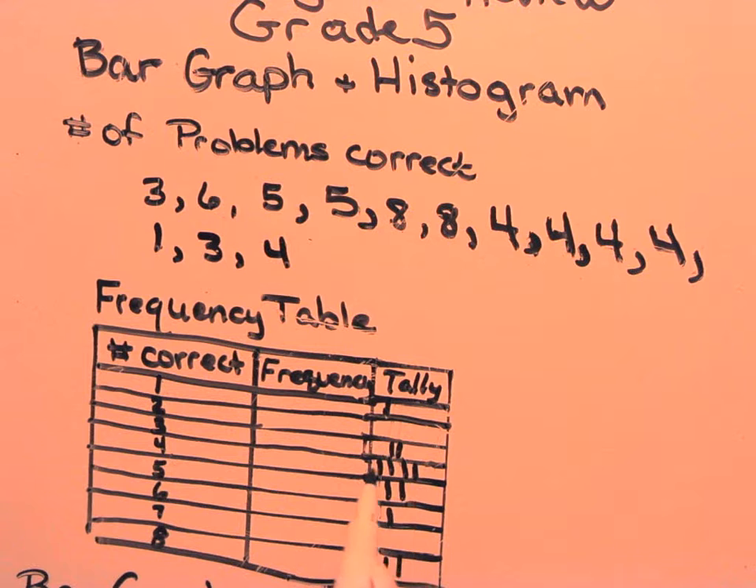Now because I already have 4 here, I'm going to make my line across for my 5 marker, because we know when we have tallies 1, 2, 3, 4, and then the 5 goes across like that.